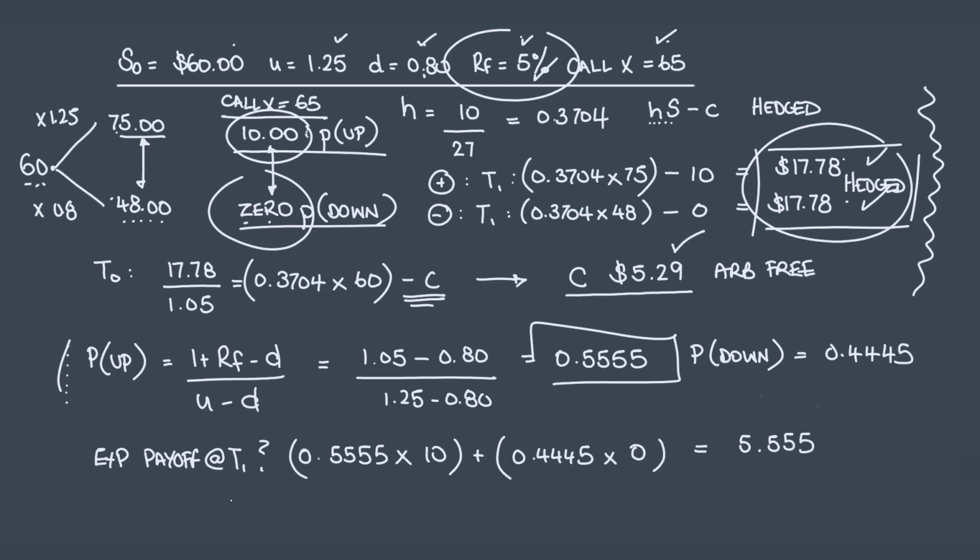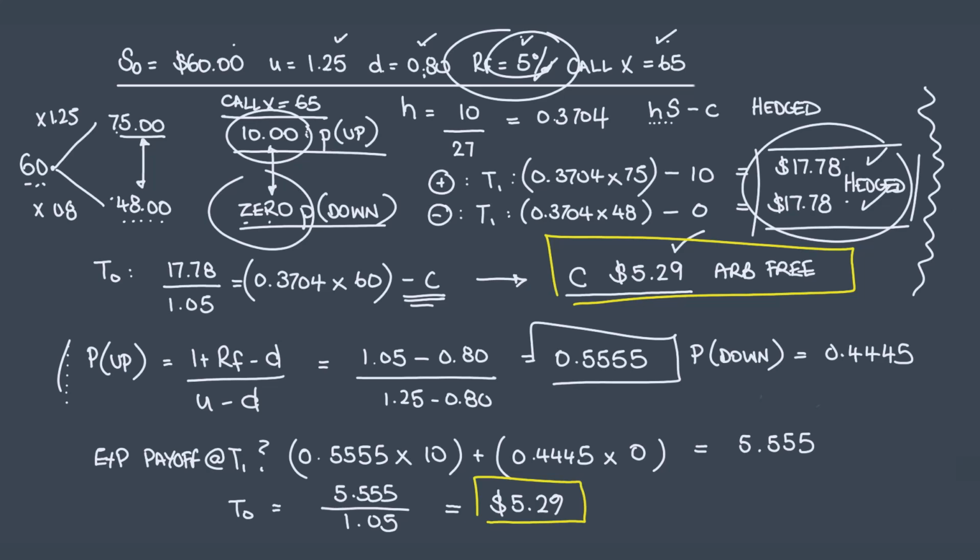We obviously want to value the option at T0, so discount for 1 period. Divide it by 1.05, risk-free is 5%. What do we get? $5.29, which is the correct arb-free price.